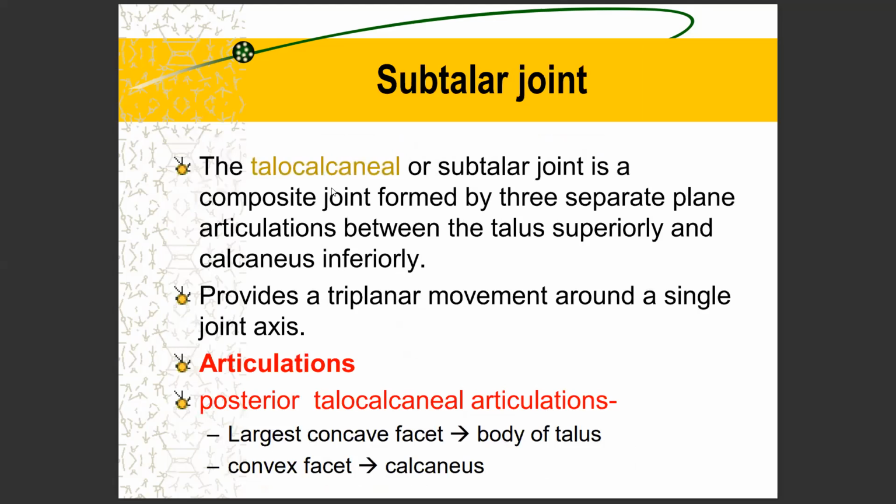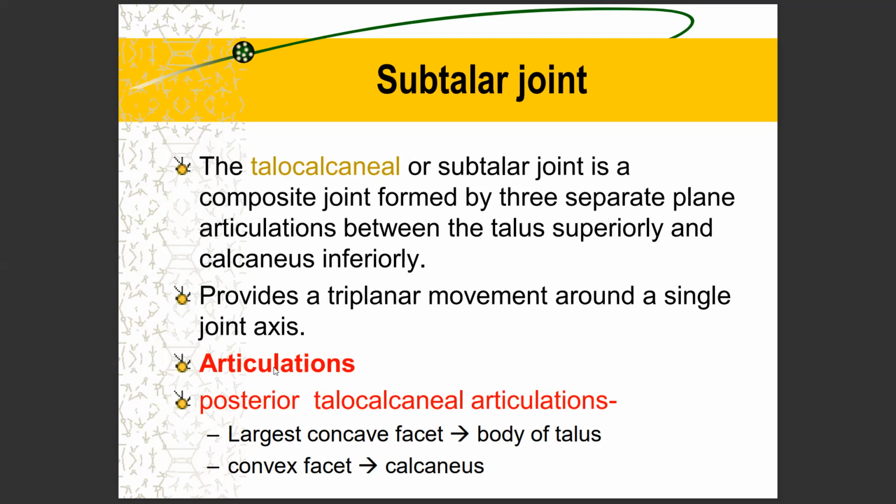The subtalar joint, which is also known as the talocalcaneal joint, is the joint between the talus and calcaneus, and it is a composite joint formed by three separate plane articulations between the talus superiorly and calcaneus inferiorly. This subtalar joint provides a triplanar movement around a single joint axis.